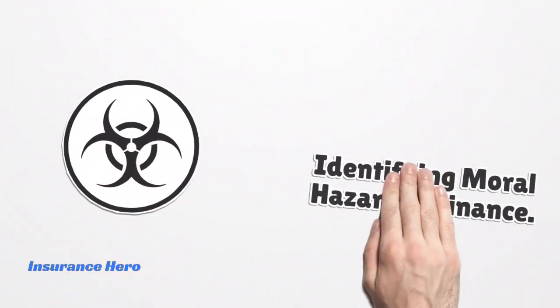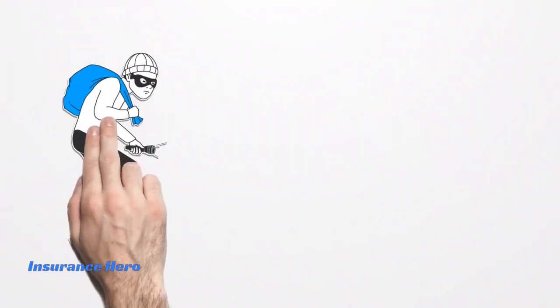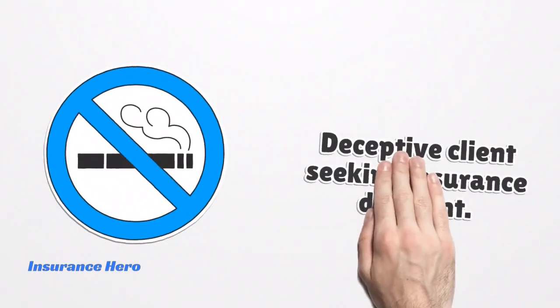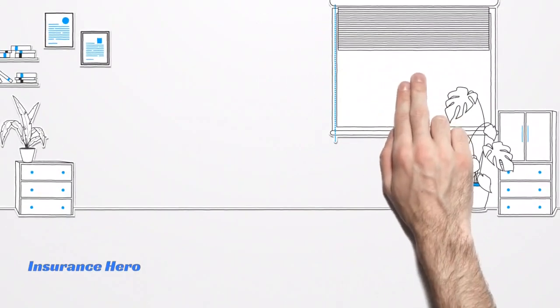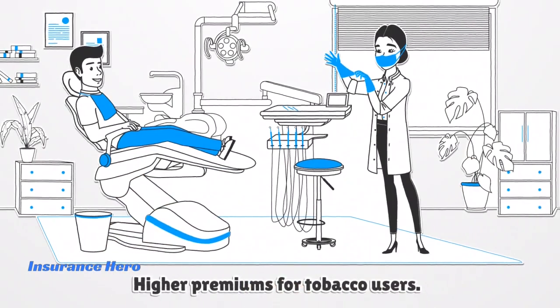The second type of hazard is moral hazard. This refers to the risk of people being dishonest on their insurance applications. For example, a client might lie about their tobacco use to get a lower life insurance premium. Tobacco users typically have shorter life expectancies, so insurers charge them higher premiums to compensate for the increased risk.